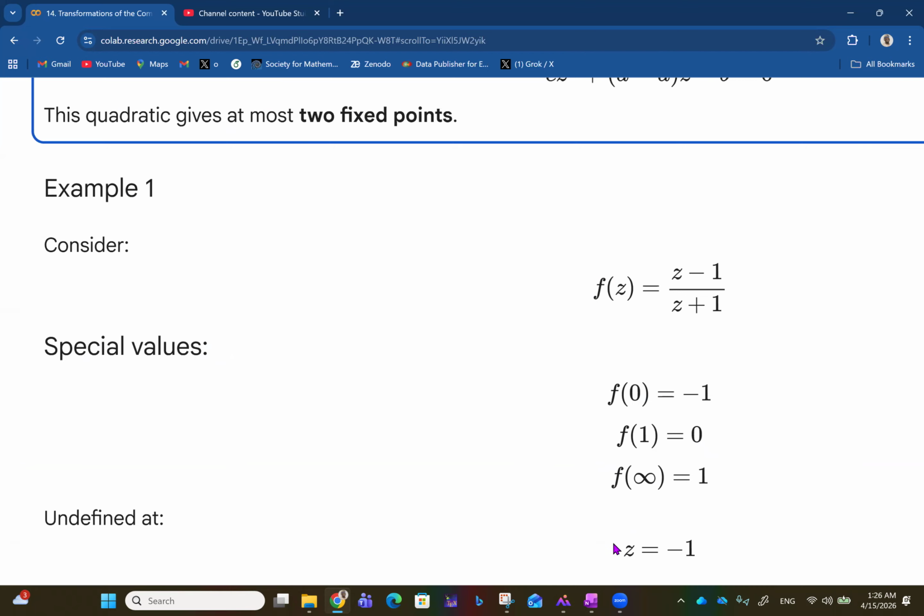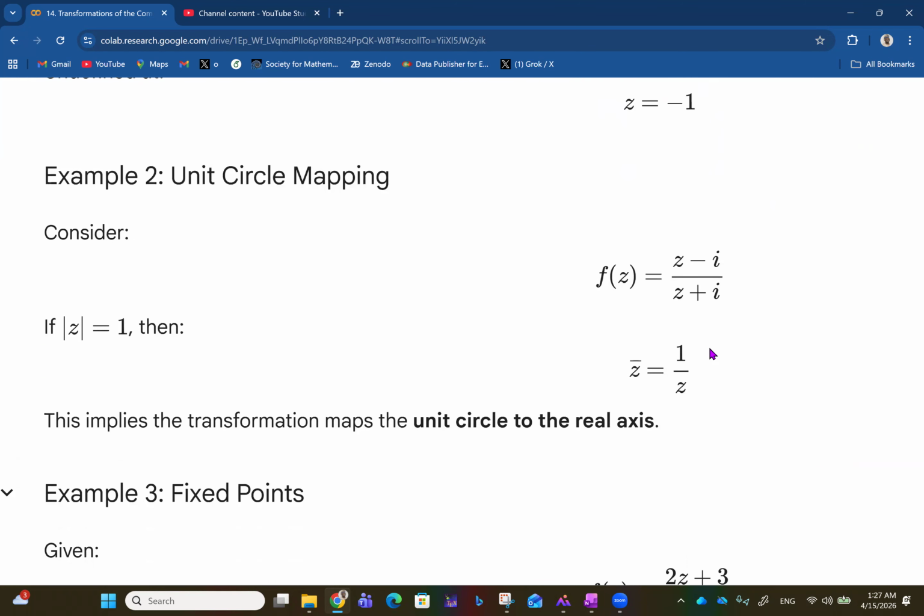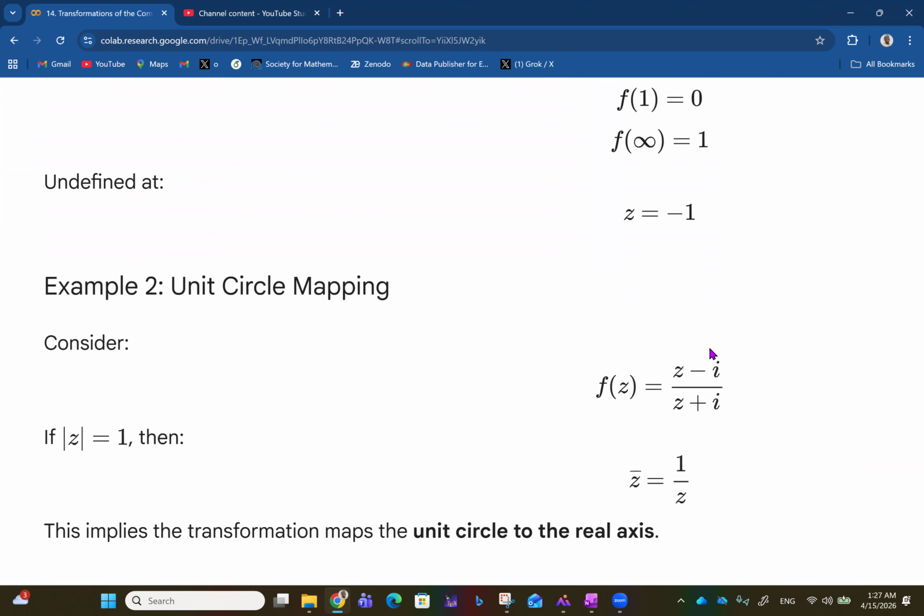Then it is undefined at minus 1. When z is minus 1, this expression is undefined, as z plus 1 equals 0. So that means z is minus 1. As z equals minus 1, the expression is undefined. And then we can talk about unit circle mapping.